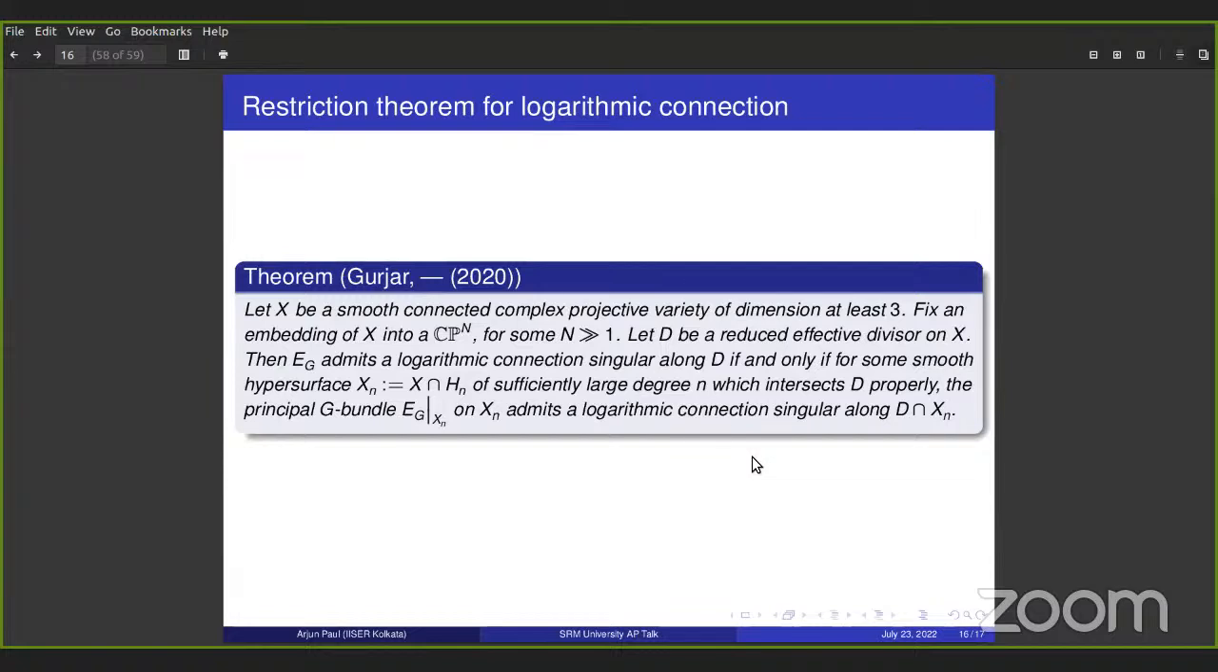So we don't know what the right approach or the right criterion should be, in the case of a surface, for a vector bundle to admit a holomorphic connection or logarithmic connection. Yeah, so that's it. That much I wanted to say. If you have any question, you may ask.